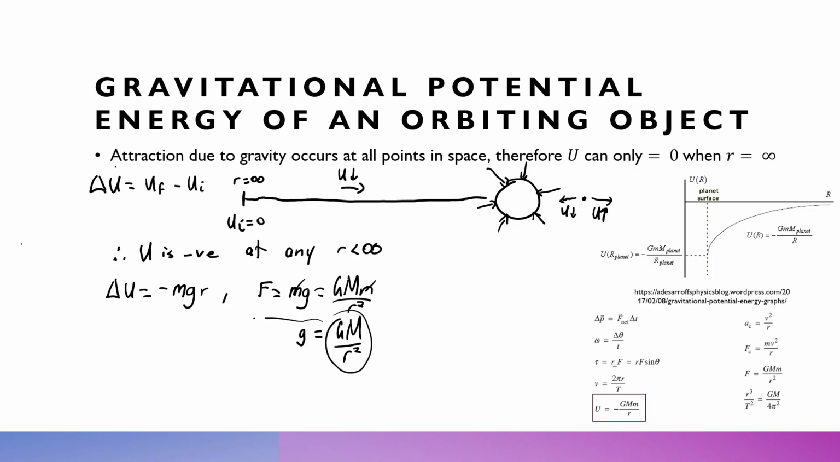This value can then be substituted into our base equation so that we now have an expression for the change in gravitational potential energy, not in terms of g, but rather in terms of the mass of the central object and the distance that the orbiting object is from the central object.